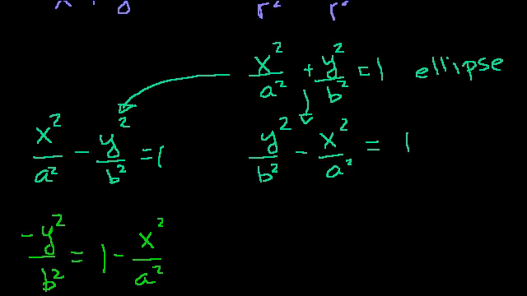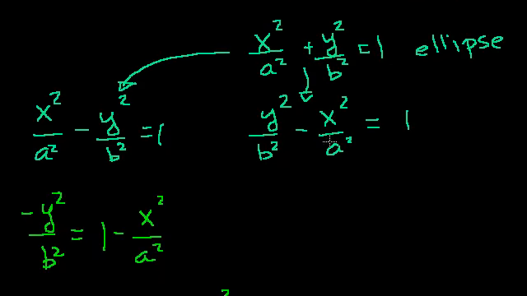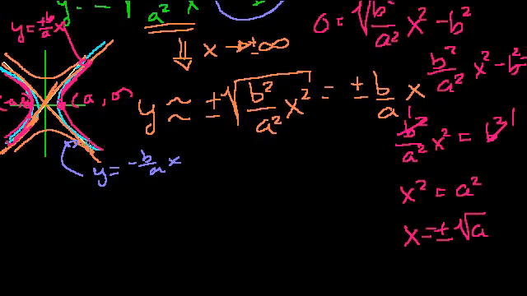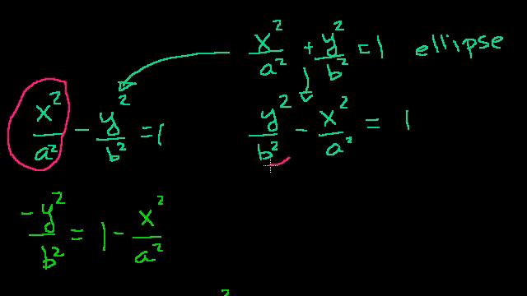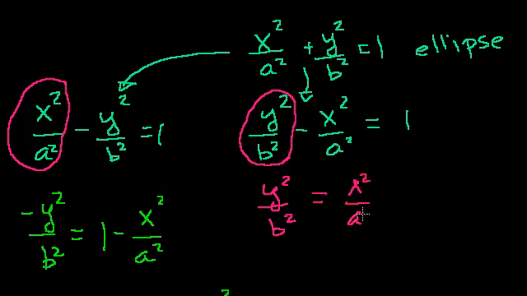I have a feeling I might be running out of time. So notice that when the x term was positive, our hyperbola opened to the right and the left. And you could probably guess from deductive reasoning that when the y term is positive, which is the case in this one, we're probably going to open up and down. And let's just prove that to ourselves. So let's solve for y. You get y squared over b squared. We're going to add x squared over a squared to both sides. So you get equals x squared over a squared plus 1.